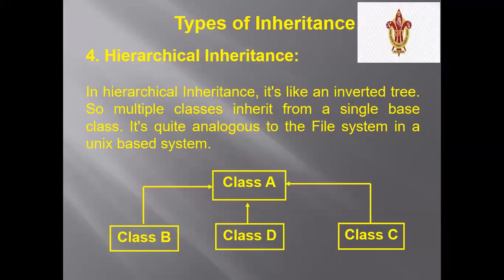Next is hierarchical inheritance. Hierarchical inheritance is like an inverted tree. Here multiple classes inherit from a single base class. It's quite analogous to the file system in a Unix-based system. In hierarchical inheritance, it works in a tree pattern, an inverted tree pattern. Like there is one class which is a base class, and that base class is passing its property to n number of classes. Here class A is the base class, and classes B, D, C, these three classes are the derived classes, and they are inheriting the property of one single base class. That is why this acts as an inverted tree.